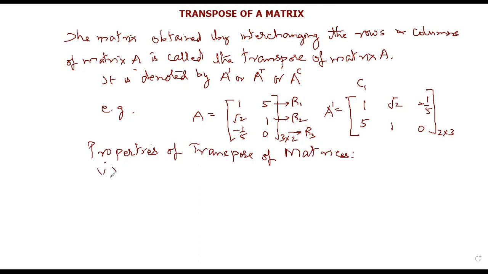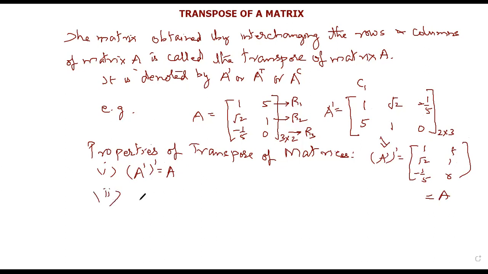First property is if you find the transpose of a transpose, it is the matrix itself. Obviously, if you again interchange, this is the transpose. If you find the transpose of this matrix, then again the first row will become first column: 1, root 2, minus 1 by 5, 5, 1 and 0. So this will again become A. So transpose of a transpose is the matrix itself.